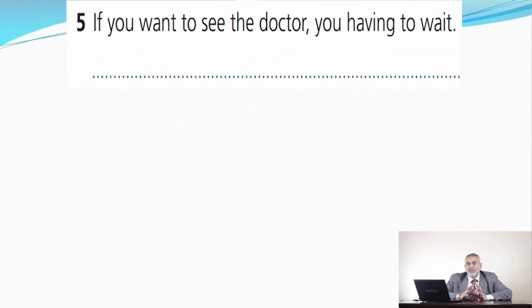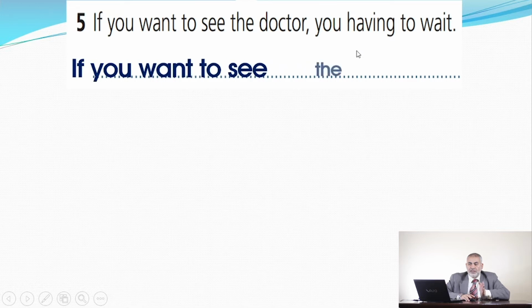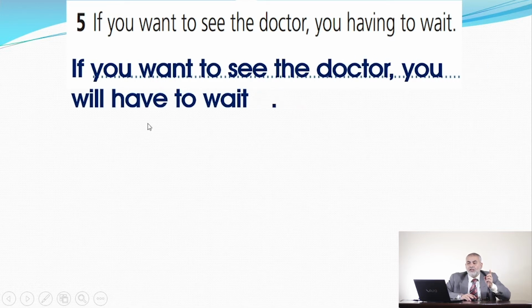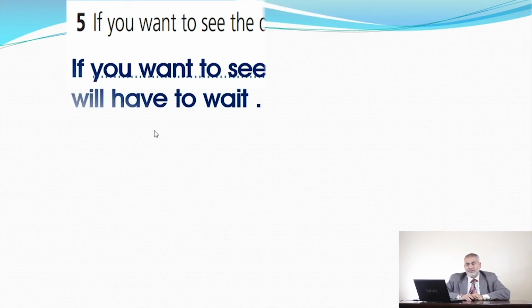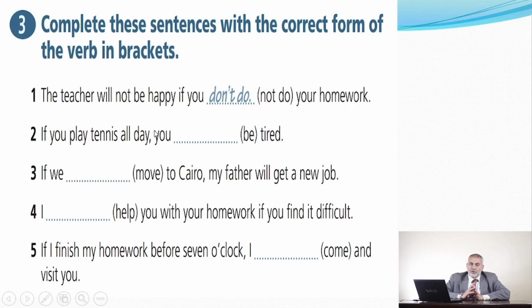Exercise 3. Number 5, if you want to see the doctor, you having to wait. What's wrong here? Yes. If present simple must be followed with future. Having is not a future. What's the future? Yes. If you want to see the doctor, you will have to wait. Now, we have already known that if present simple is followed by future. Future is either will or won't in the negative. Present simple is either verb plus s with the singular he, she, it, or the infinitive.